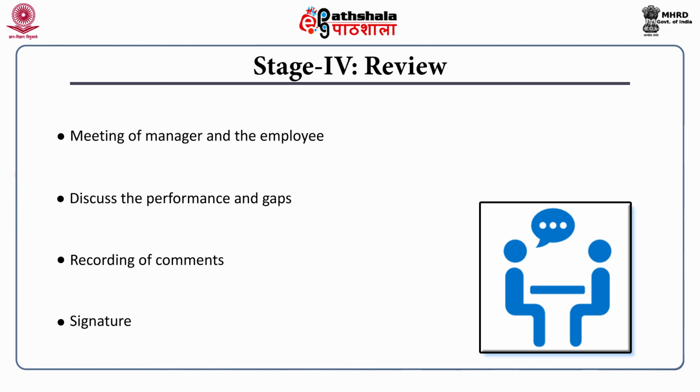Once these 4 stages are crossed, the final outcome of the whole process acts as an input for stage 1. Both the parties again sit together to plan modified thrust areas of performance, key performance factors and goals to achieve. In this way, the performance management cycle goes on and on.